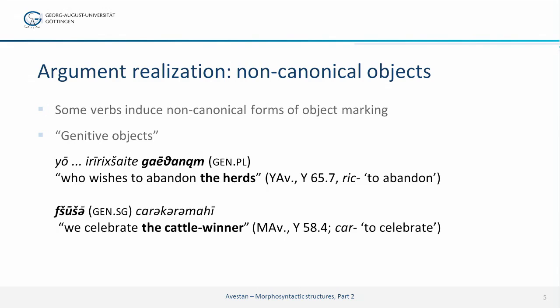Examples are: yo iririchaite gaithanom, who wishes to abandon, iririchaite, gaithanom, the herds. But the herds is not marked by accusative here, as we would perhaps expect, but by the genitive case. Similarly, Fshusha, the cattle winner, char keremahi, we celebrate. And here we see that the verb for to celebrate takes a genitive object as well, Fshusha.